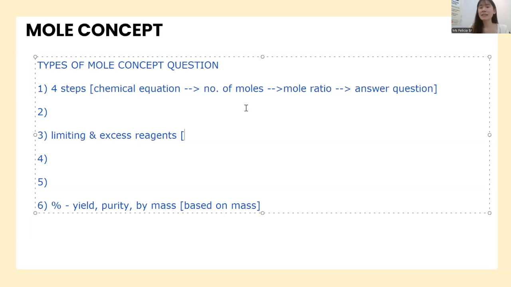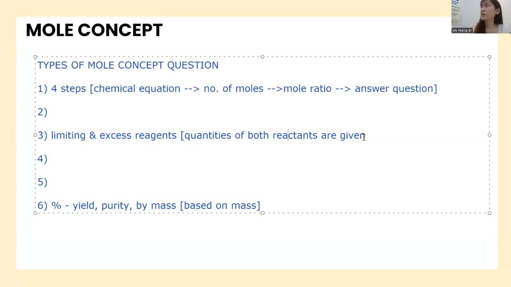So how do you know that it's a limiting and excess reagent question? Usually the quantities of both reactants are given. They will usually tell you maybe the volume of both substances or the mass of both substances. And that's when you are supposed to go and identify. If they give you both, it is likely one might be too much, one might be too little. But if the question only gives you one substance, then it will likely not be a limiting excess question anymore. So that's how we recognize it.